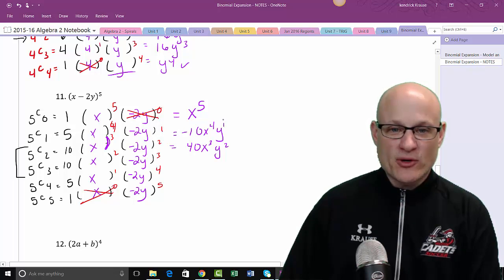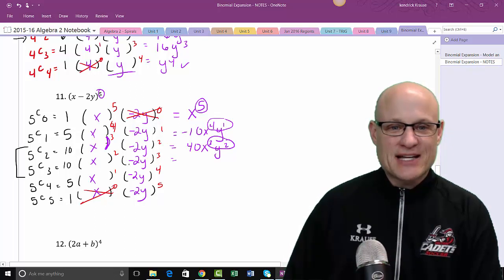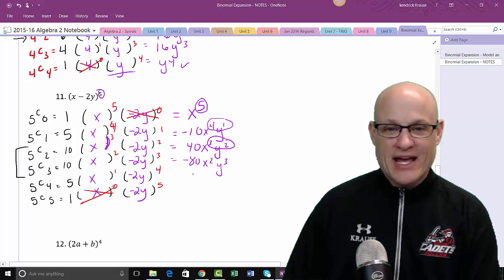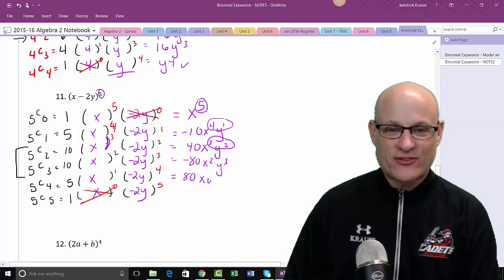And notice the exponents always have to add up to 5. They have to add up to whatever this is. So now we're going to do 10 times negative 2 cubed, which is negative 8. So this would be negative 80x squared y cubed. Notice the exponents add up to 5 again. Negative 2 to the 4th is 16. 16 times 5 is 80. So this will be positive 80x y to the 4th. And the final one is negative 2 to the 5th, which is negative 32y to the 5th.